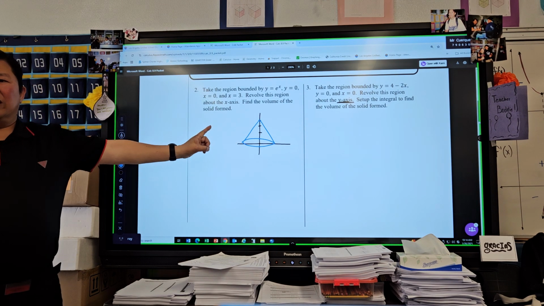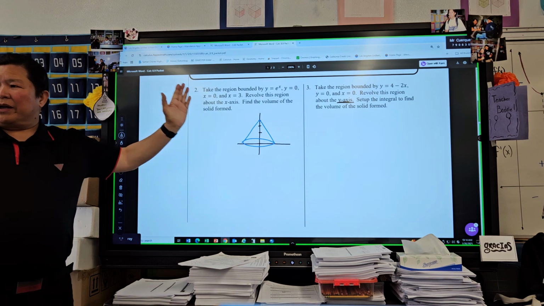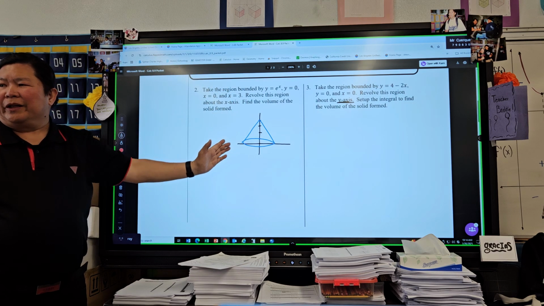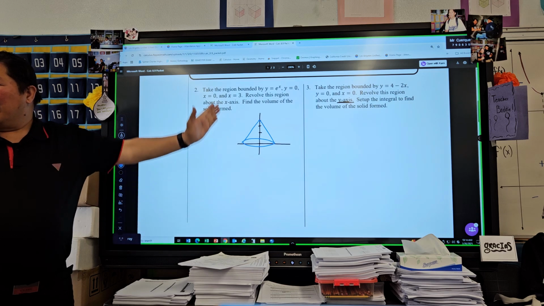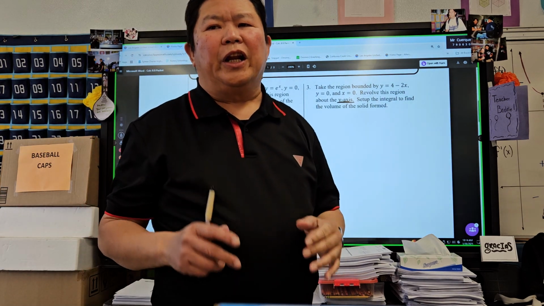So, what is our limit now in this case? It's going to be revolved around the y-axis. So what is the limit? From 0 to 4. That's our limit. So can you formulate first the integral?